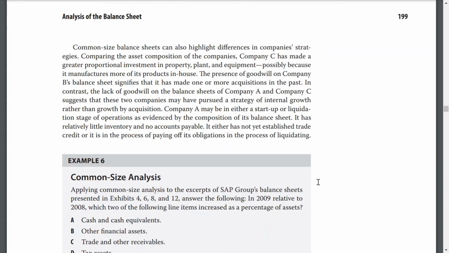Company A may be either in a startup or a liquidation stage of operations, as evidenced by the composition of its balance sheet. It has relatively little inventory and no accounts payable. It either has not yet established trade credit, or it is in the process of paying off its obligations in its process of liquidation.